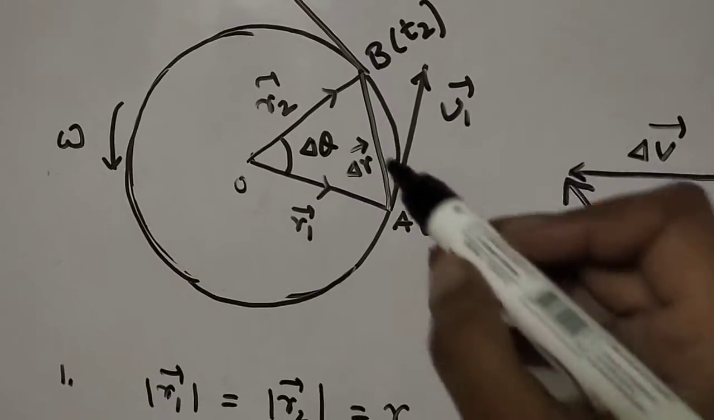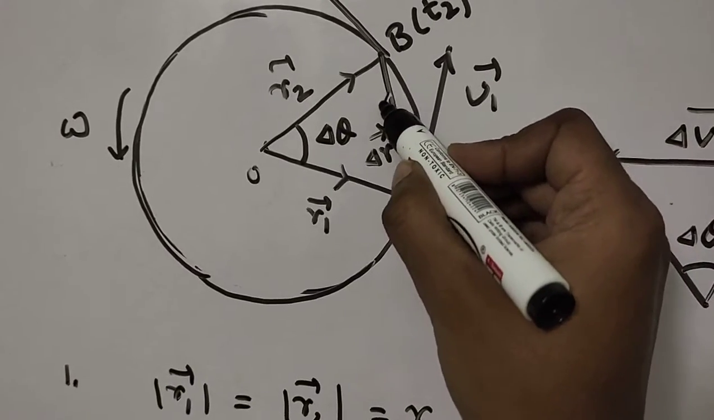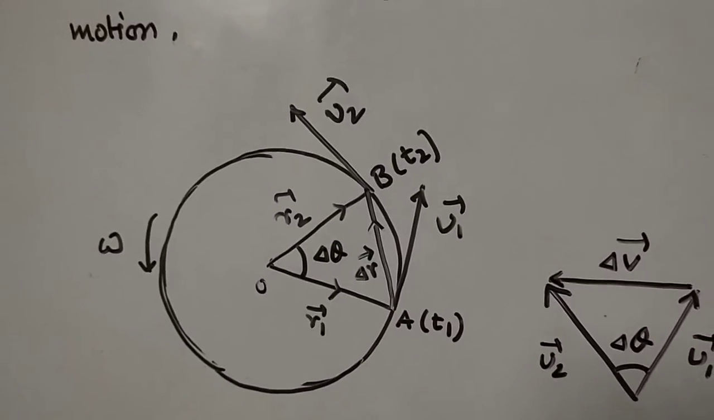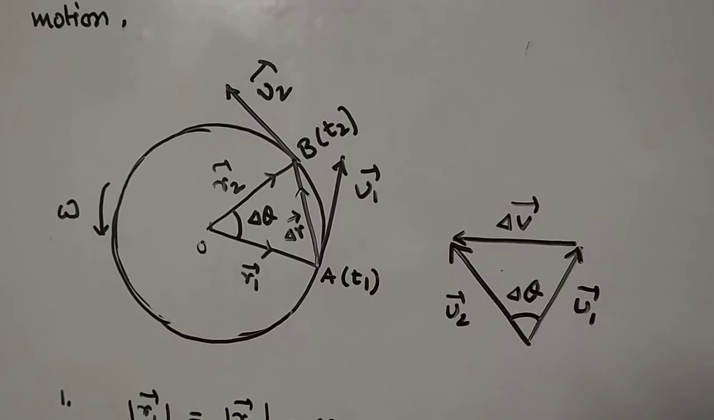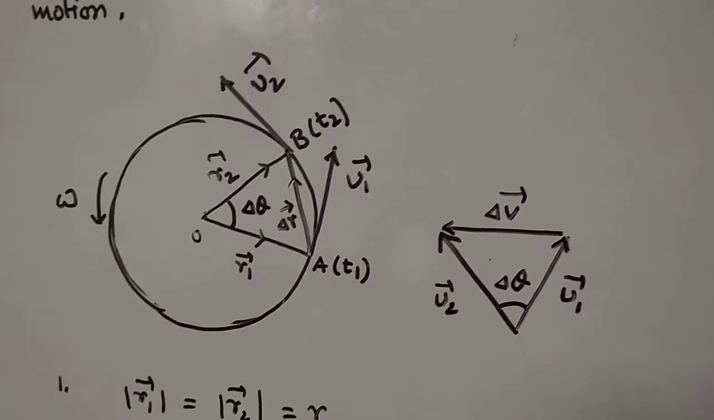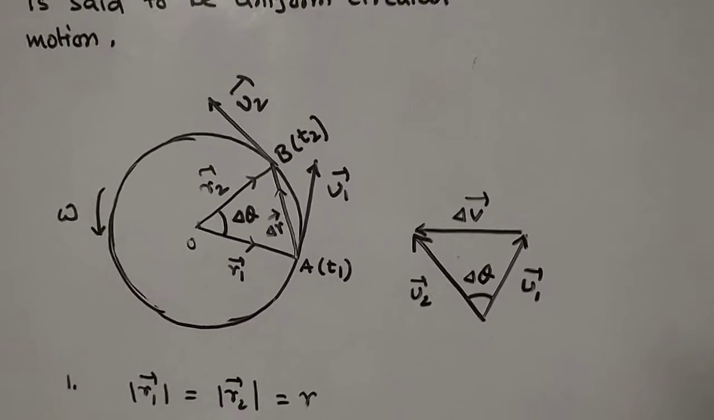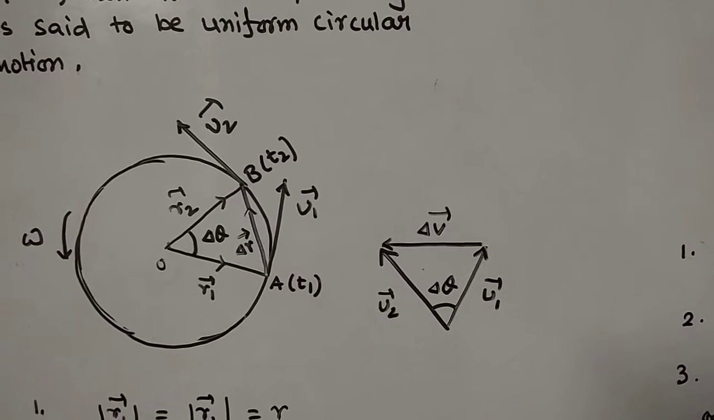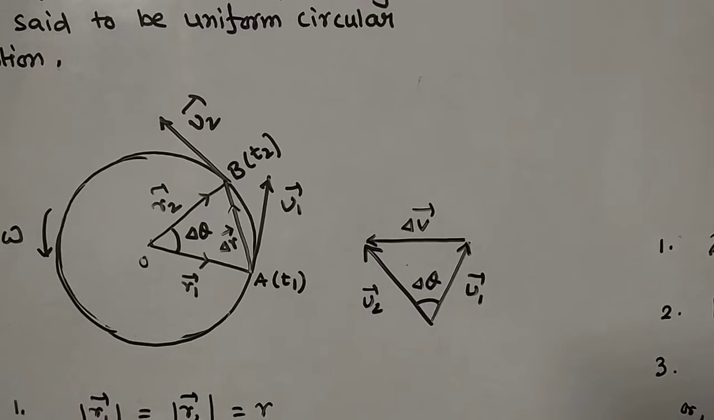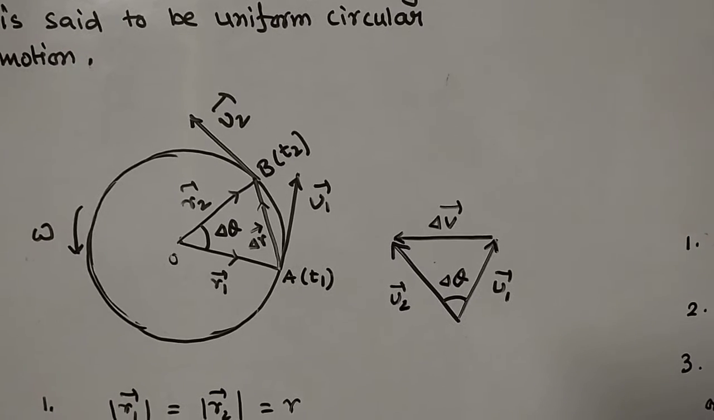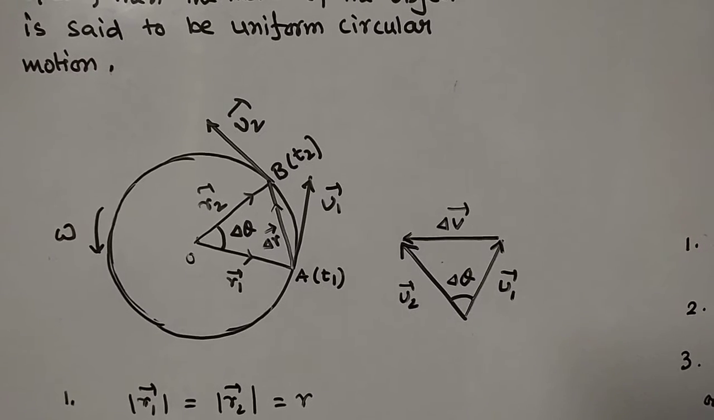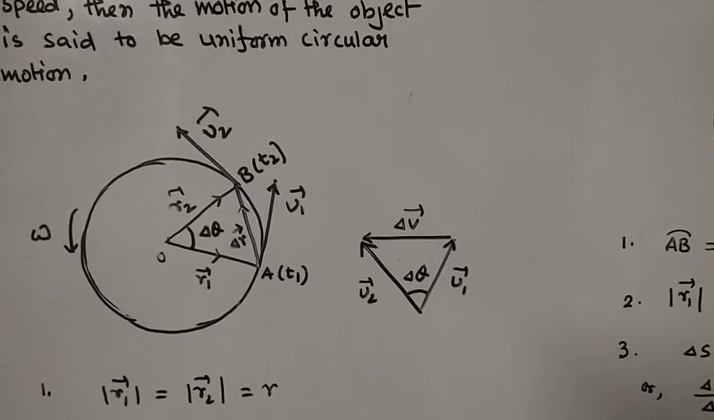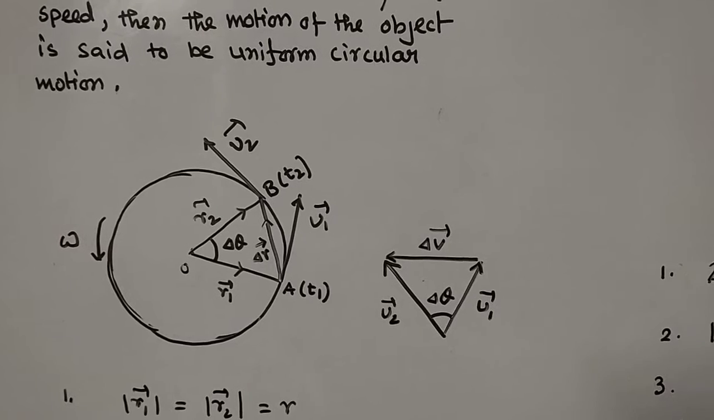Now we have joined AB as the object is moving from A to B, so that is nothing but the delta r vector. Now if you have to define velocity at any point on the circular path, what we have to do? You have to draw a tangent. So we have drawn a tangent at A to define the direction of the linear velocity, though the object is moving with the angular velocity omega, and at B we have drawn another tangent, so that gives the linear velocity v2.